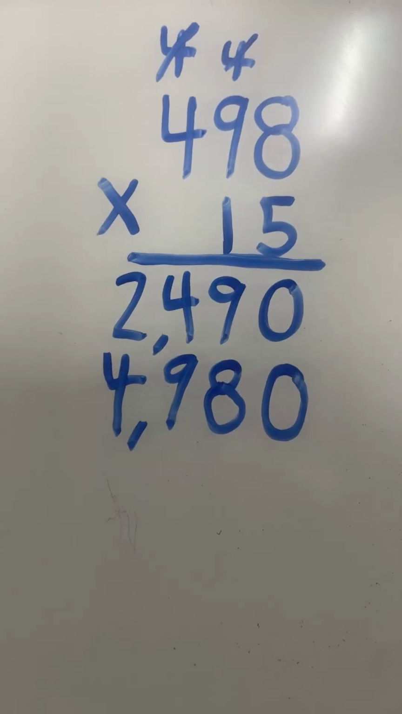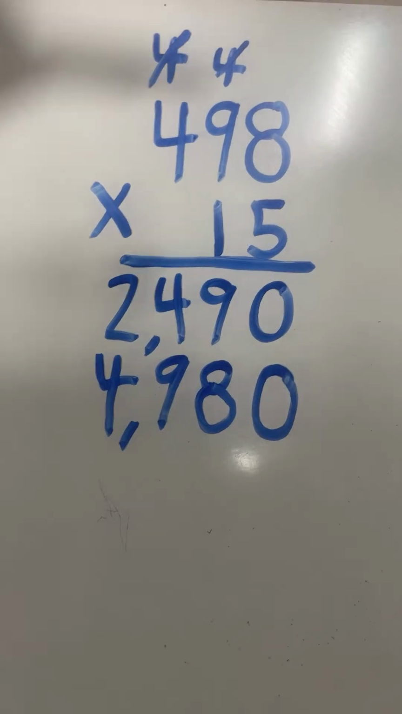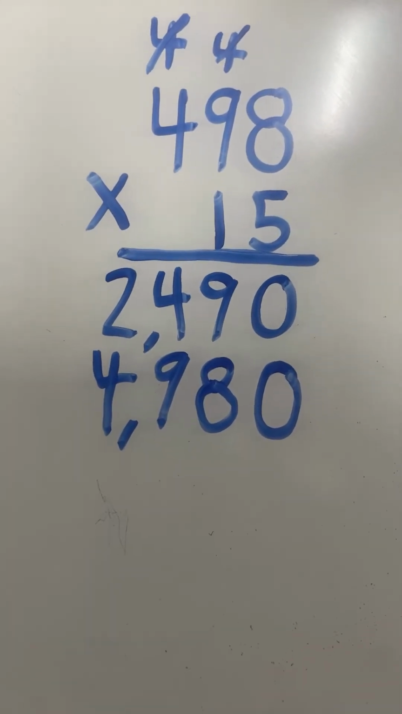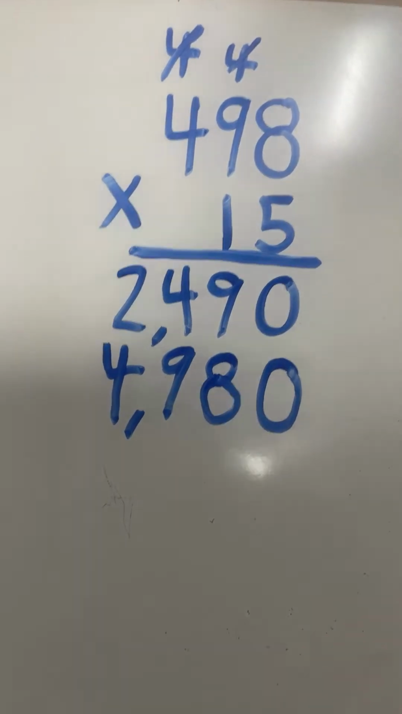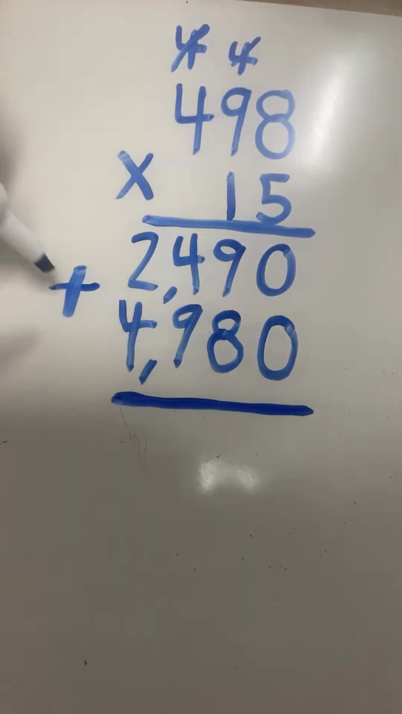We did not need regrouping because our products were all 9 or less. Everything we multiplied by 1, our products ended up being less than 10. So we only regroup when our products are 10 or more. Now the final step to solving this problem is we have to add these two numbers together.